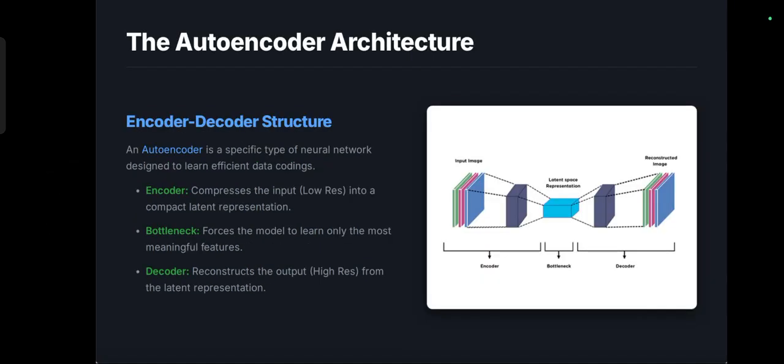The autoencoder architecture. Now let's talk about how our model works. We use something called an autoencoder. It has three important parts. Encoder. It takes a low resolution input and compresses or shrinks it into a smaller representation. Bottleneck. This is a middle part where the most important features are stored. It forces the model to focus only on useful information. Third, decoder. This part expands the compressed data and recreates a high resolution output. So the encoder learns what features matter and the decoder rebuilds the image with more clarity.